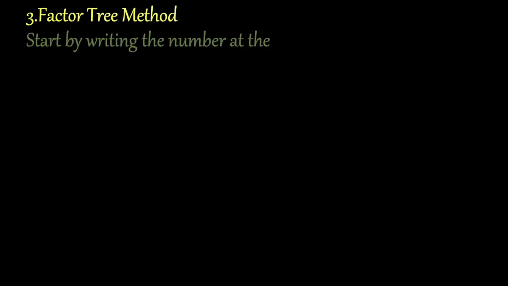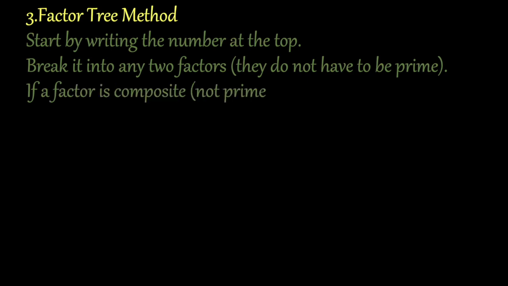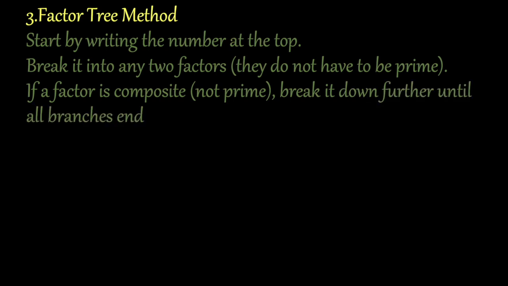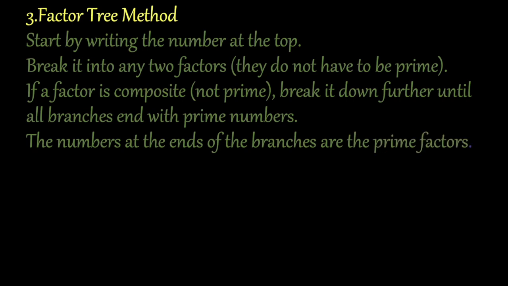Third, the factor tree method. Take any number and start by writing the number at the top. Break it into any two factors. They do not have to be prime numbers. If a factor is composite, not a prime, break it down further until all the branches end with prime numbers. The numbers at the end of the branches are the prime factors.